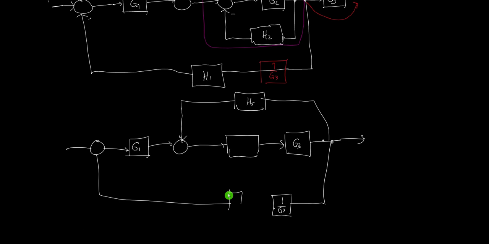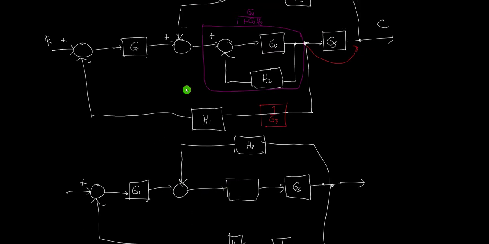And we still have H1 here. Then this is minus, this is plus, and this is again plus and minus. This is our R, and this is our C. And this one is G2 all over 1 plus G2 times H2. And just like what I said, this is in cascade or in series. To solve that, you just multiply them. G2 times G3 all over 1 plus G2 H2.